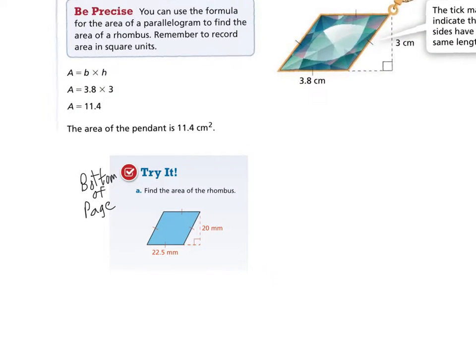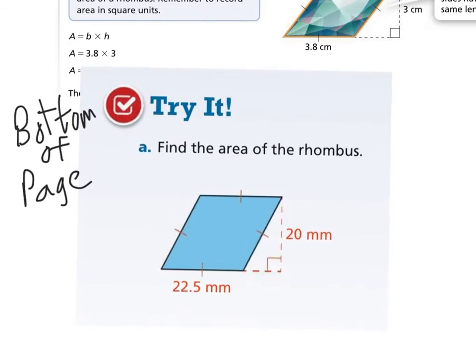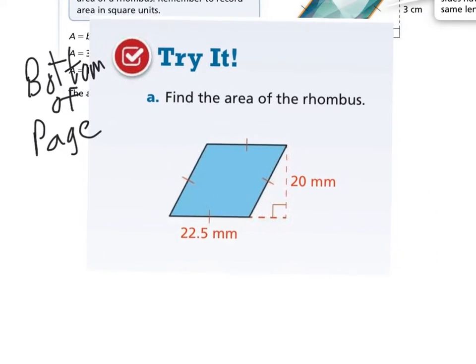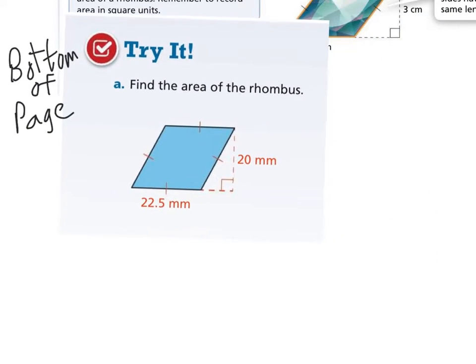A similar problem if you look at the triad at the bottom of the page. They want us to find the area of this rhombus. So again, if we can start with our formula for the area of a rhombus, we can do a base times height. We can see here our base is 22 5/10 and our height is 20.